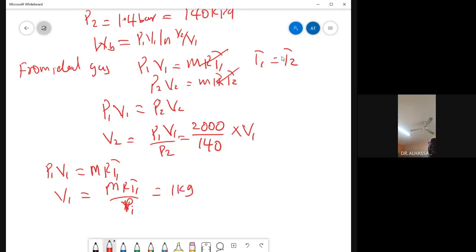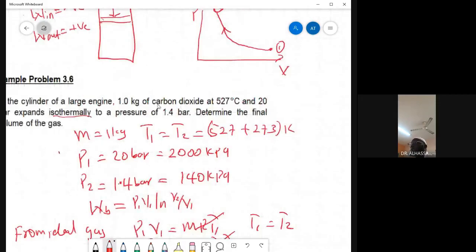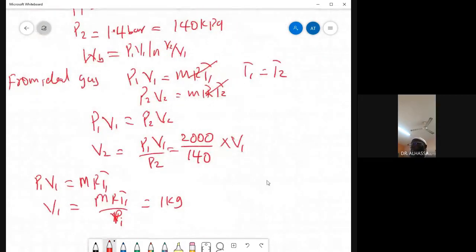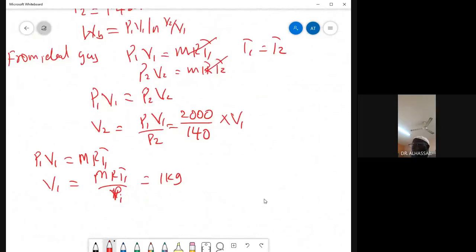And then the ideal gas constant for air. So who can tell us the ideal gas constant for air? I think it's about 0.287, if I'm not mistaken. Okay, ideal gas constant for, oh, it is carbon dioxide. I'm very sorry, it's not air. So we have to put the ideal gas constant for carbon dioxide times the temperature divided by P1.